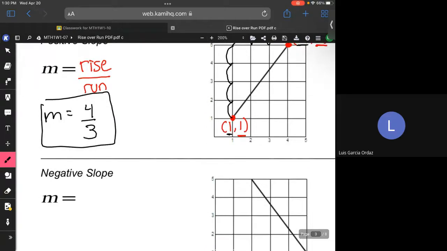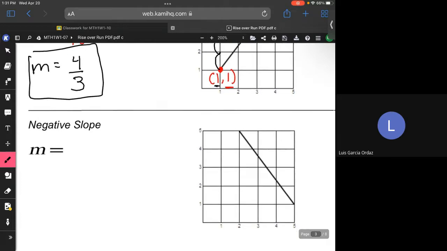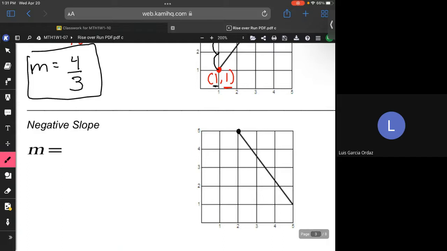So let's start with our next one. What do you think my slope is going to be? Is it going to be positive or negative? Negative. Okay, so again, pick perfect points. So here and here. Remember, we read from left to right.